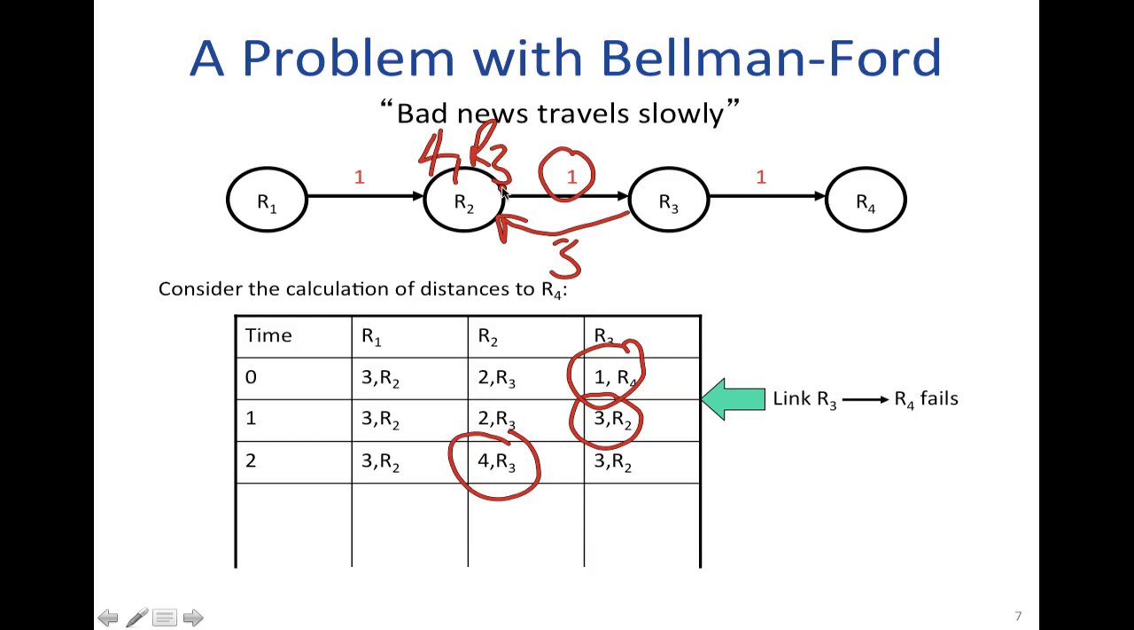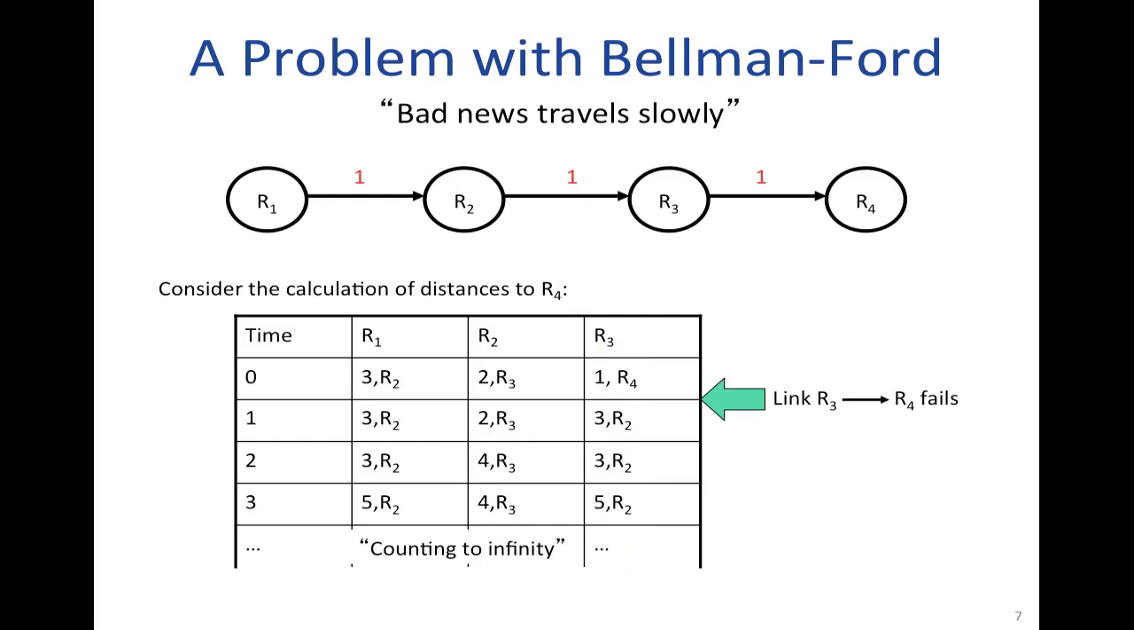And you can see what's going to happen is they're going to gradually keep feeding each other bad information iteratively, and it's going to increase at every step. And this is just going to spiral out of control. So in the next round, R2 is going to say, hey, you're telling me that I can get there at 4 plus the cost from me to you, that's 5, if I send packets to you. And so it goes to 5, and then it's going to go to 6, and so on. And it's just going to keep increasing as we go around. This is known as the counting to infinity problem, or bad news travels slowly.